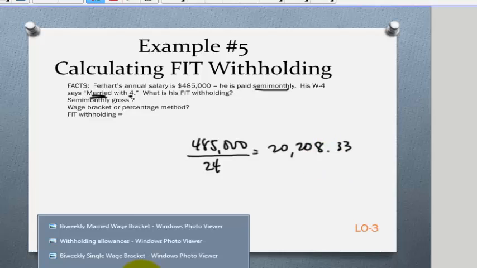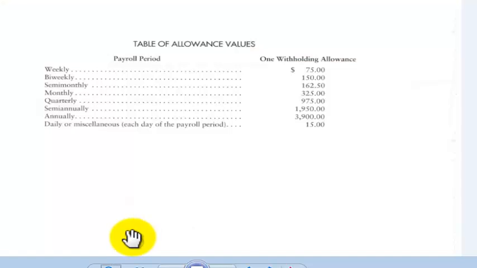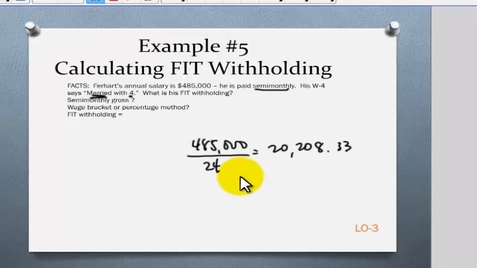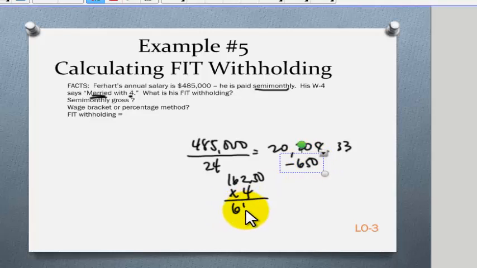Well, first we've got to figure out his withholding allowance. He's got 4 withholding allowances and he's paid semi-monthly. So let's figure out how much that is. So that would be $162.50 per withholding allowance. So we're going to take $162.50 times 4, which gives me $650. So I'm going to subtract $650 from this. And so therefore the amount that is taxable is $19,558.33.